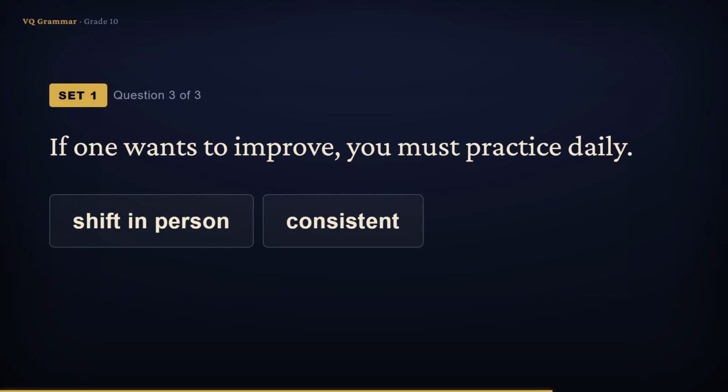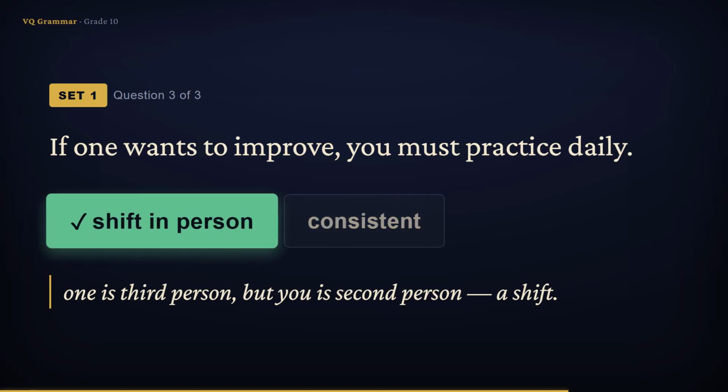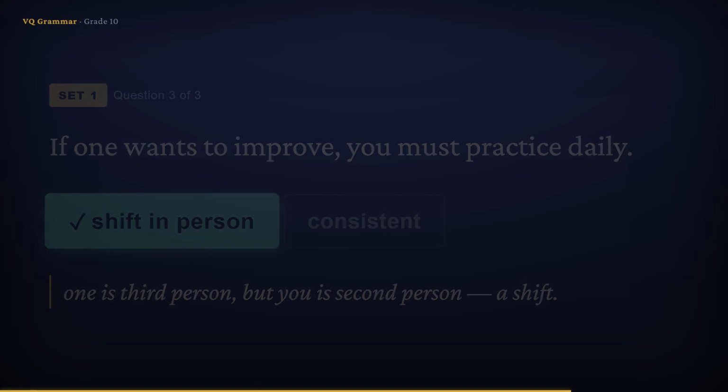If one wants to improve, you must practice daily. The antecedent one is third person, but the sentence hands off to you, which is second person. Same trap as before, so the answer is a shift in person.